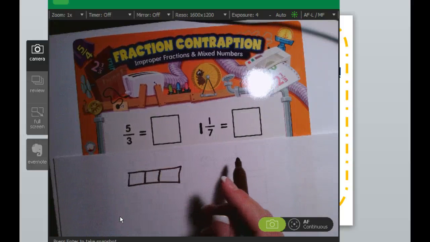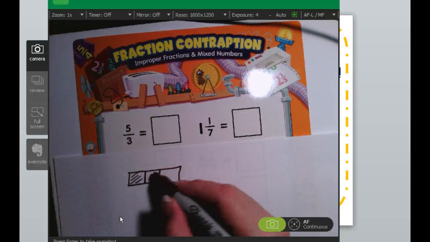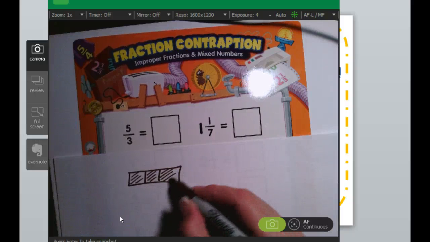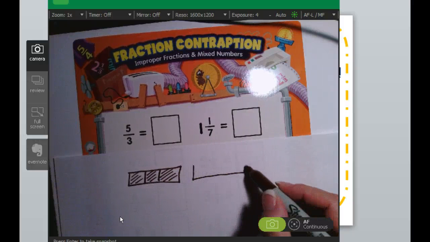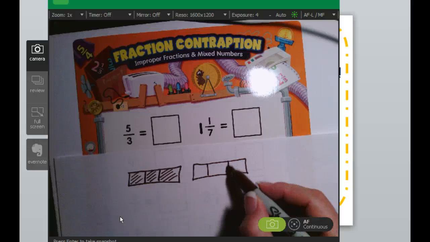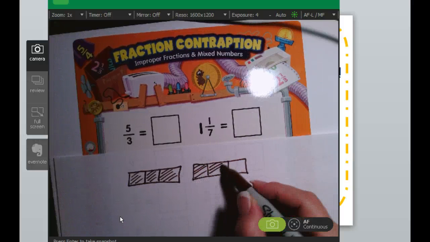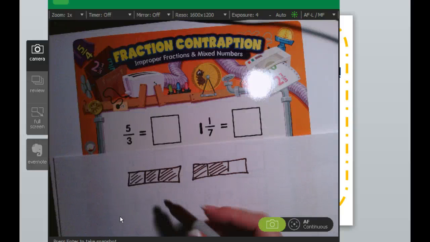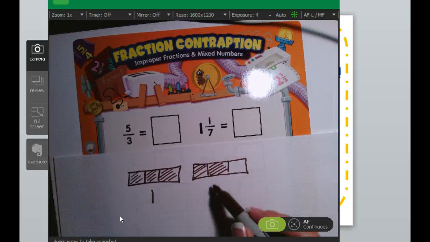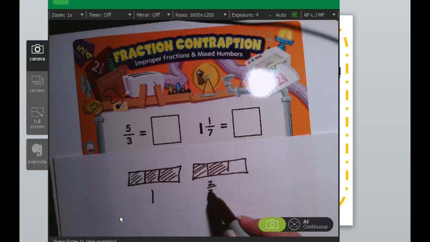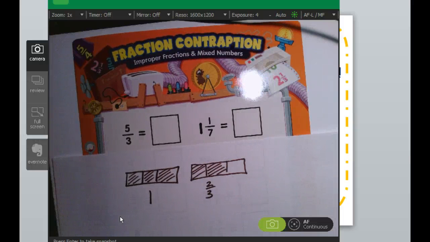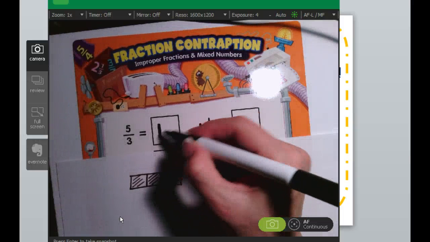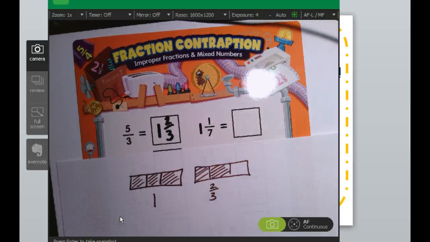There is my little bar, and I have 1, 2, 3, and then I'm going to draw another model of thirds, and I have 1, 2, 3, 4, 5 thirds. As you can see, I have one whole and then 2 thirds. So this fraction right here is the same as 1 and 2 thirds.